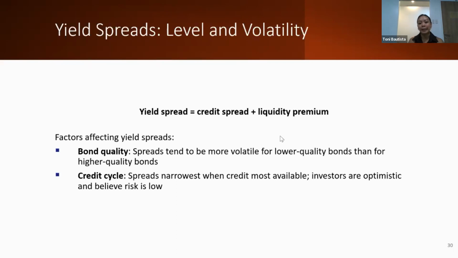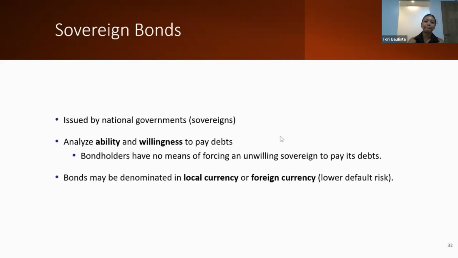Spreads would normally widen. Now, finally, since you are looking at government bonds in the markup, and if you are analyzing the credit of sovereign bonds, we would normally look at the ability and willingness to pay debt. So bondholders, we normally do not have any means of forcing an unwilling sovereign to pay its debt. And bonds may be denominated in local and foreign currency.